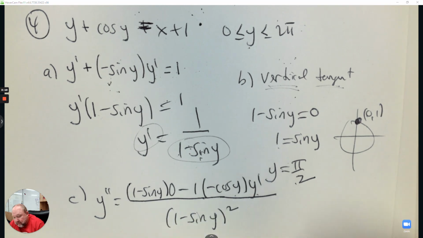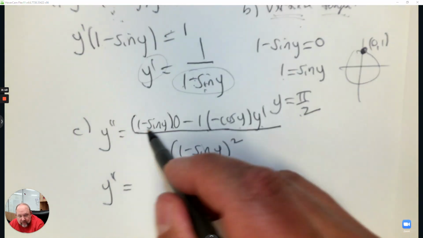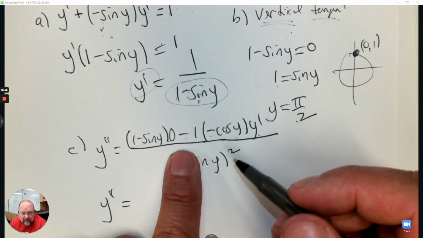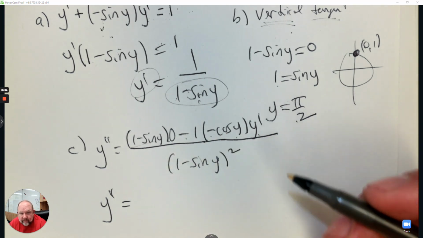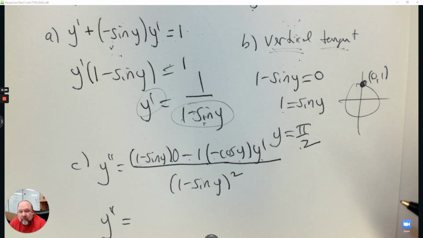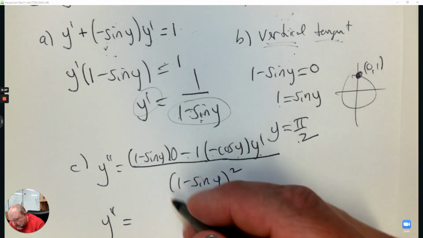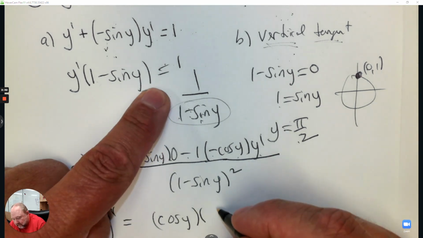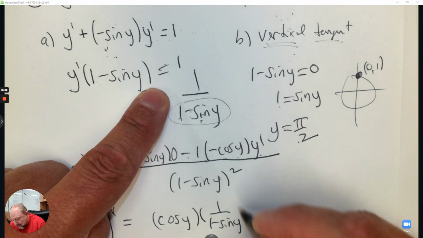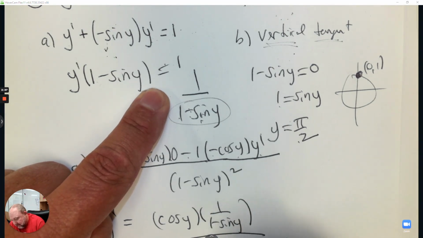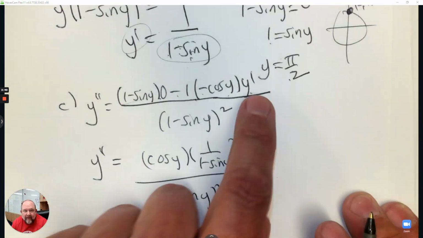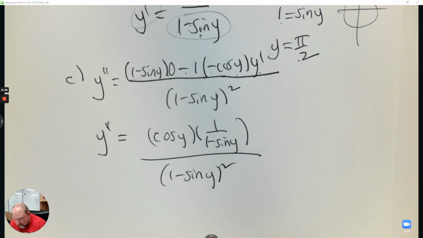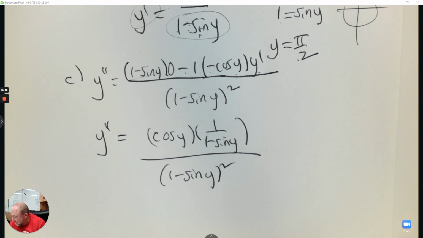And then if you put it in terms of y, 0 times anything is done, and a negative times a negative is also positive, and 1 times this becomes positive cosine y. Y prime is 1 over 1 minus sine y, over 1 minus sine y squared. So plug that in for y prime, and then you have your answer. Next one.